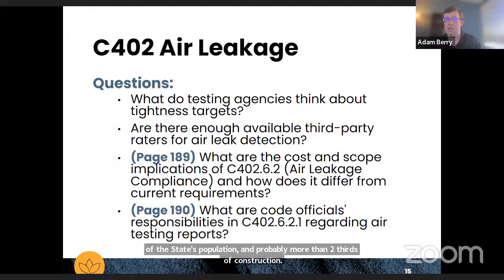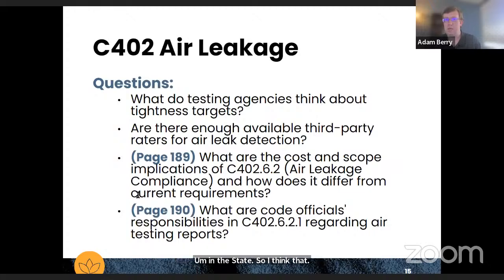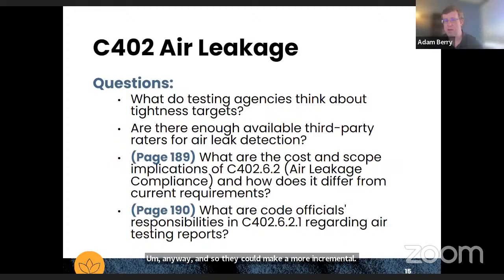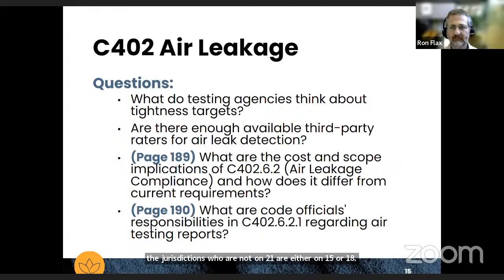So I think the challenges would be in those more rural communities that tend to be on the older codes currently. And to Carolyn's point, those jurisdictions still have 2 years to choose 2021 instead of this code anyway, so they could make a more incremental jump in that interim period. But that is where we stand in terms of who's on 21 and who's not. And I would note too that the majority of the jurisdictions who are not on 21 are either on 15 or 18. It's a large majority of those.